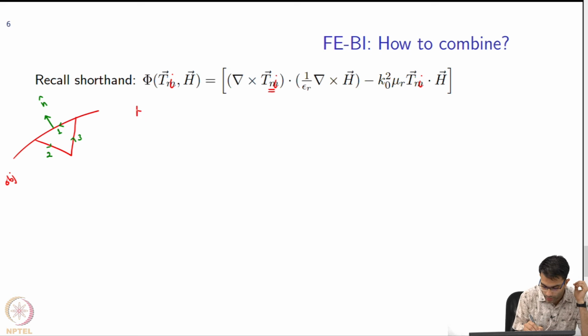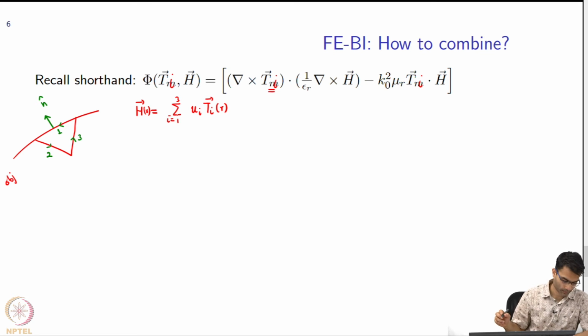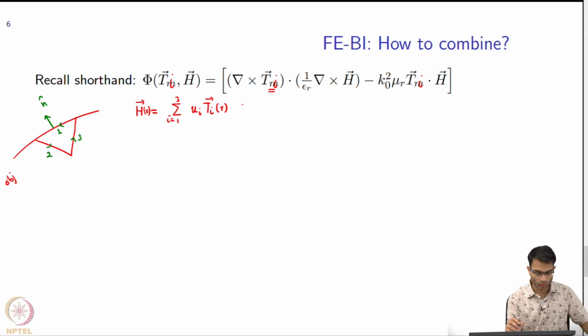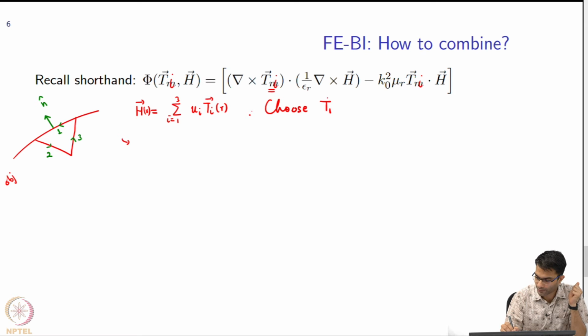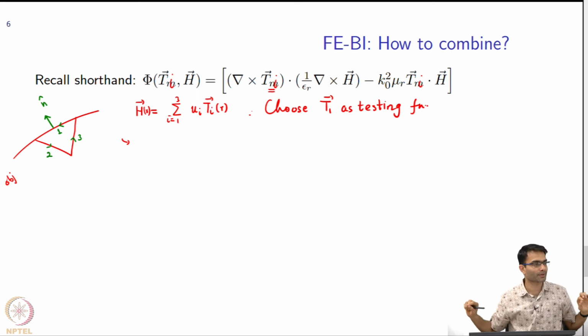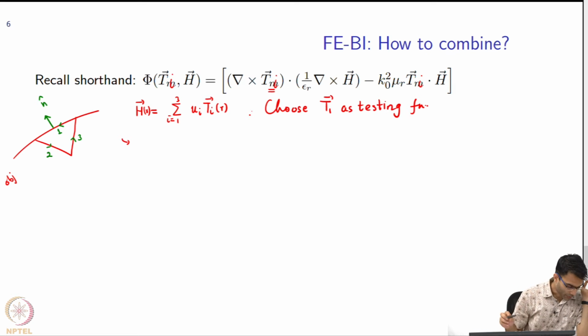So what is the magnetic field expressed as? We already know this. This is going to be written as sum of ui ti, right? I is equal to 1 to 3. So my FEM equations are going to give me, I am going to choose a testing function, right? So I am going to choose T1 as testing function and generate one row of my matrix equation from FEM, only one row.